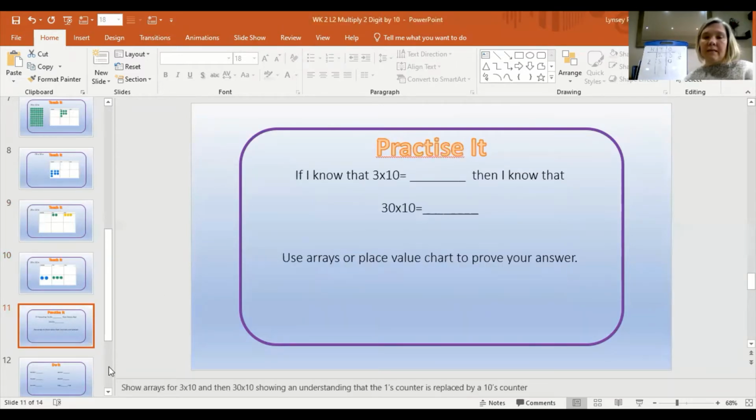This is your practice it. Okay, and the sentence says, if I know that 3 times 10 equals, then I know that 30 times 10 equals. Pause your video and have a go. Okay, use something to prove your answer. It might be arrays or it might be your place value chart, but use something to prove your answer. Pause your video and then come back to me in a minute.